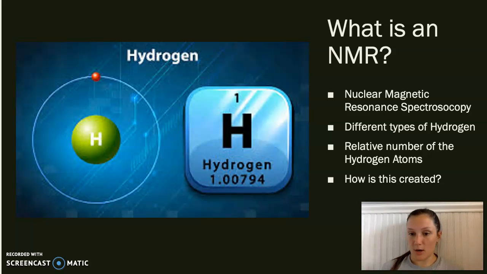So what is an NMR? Before I completed this experiment, I was unaware of what an NMR and IR spectrum are myself, so I think it's important to identify these things.